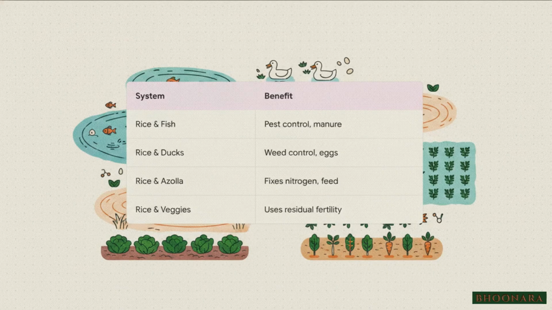You can do the exact same thing with ducks, getting eggs and meat while they weed your fields. Or you can introduce azolla, which is this floating fern that fixes nitrogen for the soil and acts as livestock feed. You can even plant veggies in the dry season to use up the residual fertility from the rice harvest. It's an absolute masterpiece of efficiency.